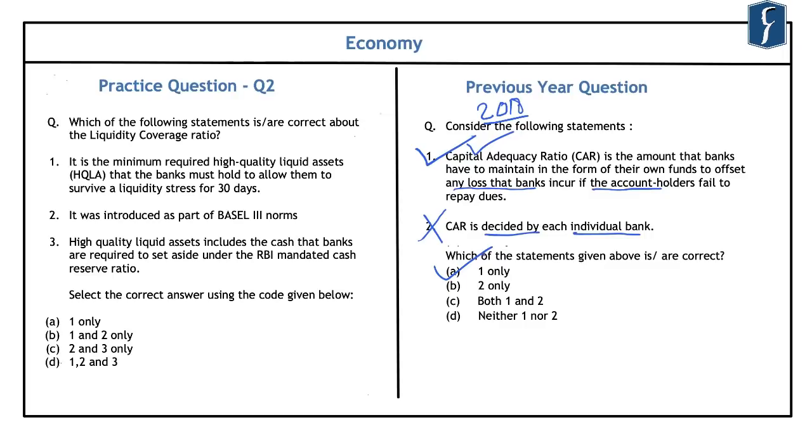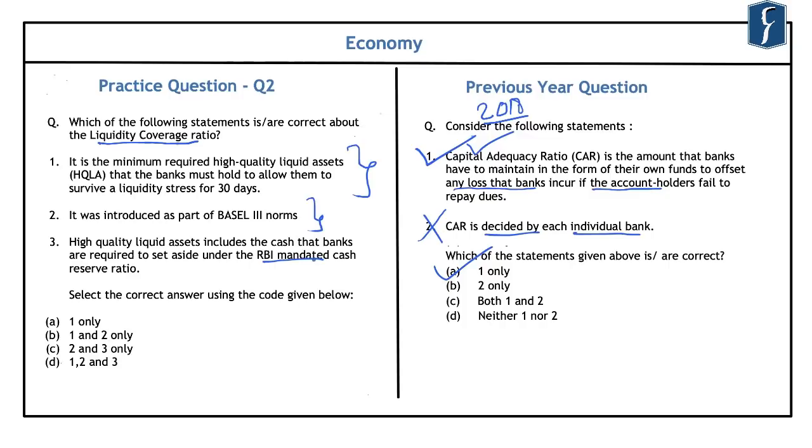So after this, let us look at this question, and it is related to the liquidity coverage ratio. So the question reads, which of the following statements is or are correct about the liquidity coverage ratio or the LCR? So the first statement is that it is the minimum required high quality liquid assets that the banks must hold to allow them to survive a liquidity stress for 30 days. Second is that it was introduced as a part of the Basel III norms. And the third statement is that high quality liquid assets includes the cash that banks are required to set aside under the RBI mandated cash reserve ratio.